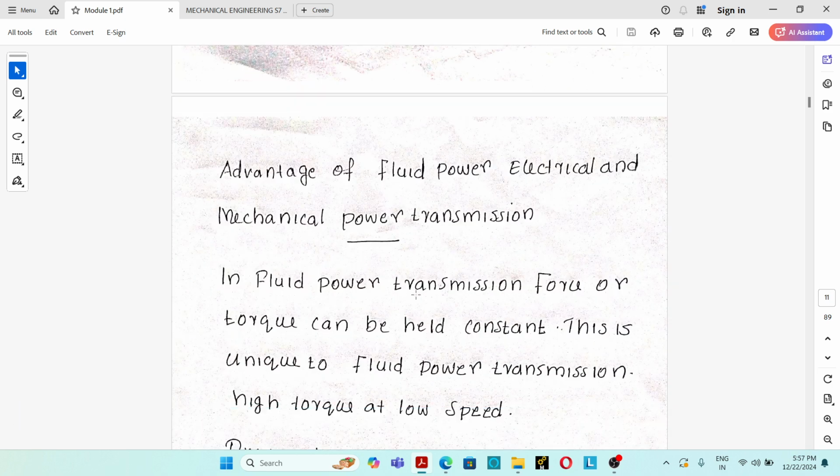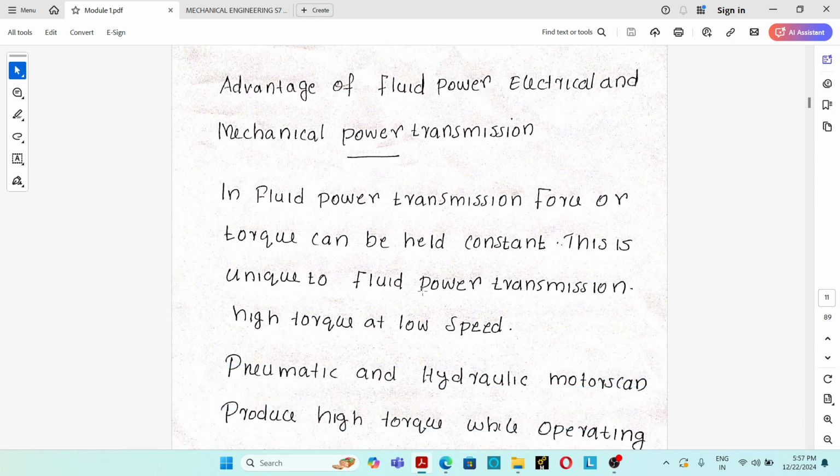Okay. So what's the advantage of fluid power over electrical and mechanical power transmission? That's a very important question. What's the advantage of fluid power over electrical and mechanical power transmission? In fluid power transmission, force or torque can be held constant. It is not varying.